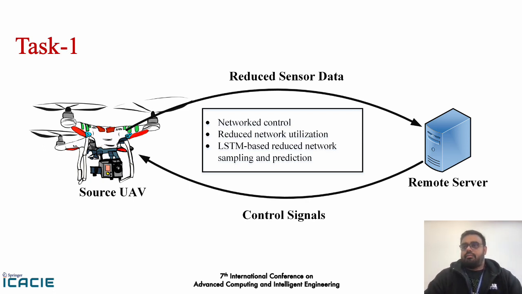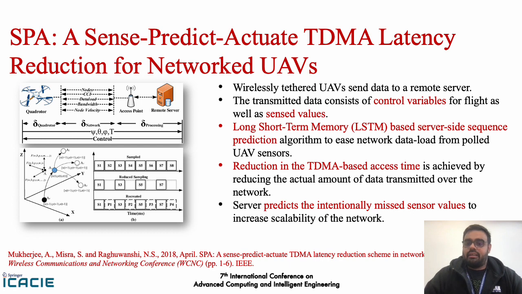So whenever a data packet arrives at this LSTM module at the remote server, it can predict the next set of values. And we realized that this was a good way of reducing network traffic, but the drawback was it kind of increases the computation. So you need increased computation at the remote server. So there's a trade-off. Let's have a quick look at it. This work was called Sense, Predict and Actuate, which was presented to the IEEE WCNC conference in 2018.